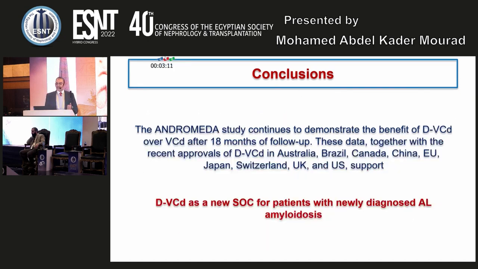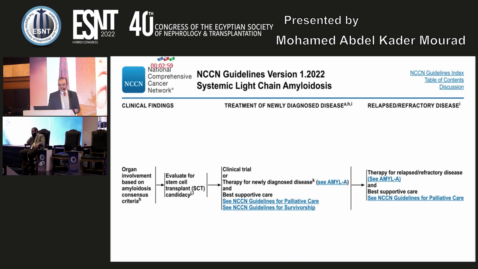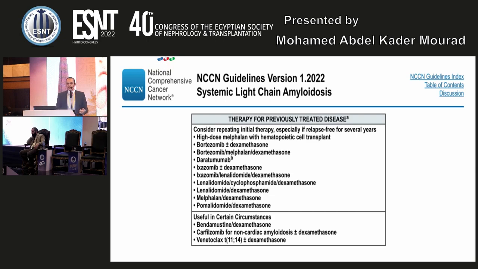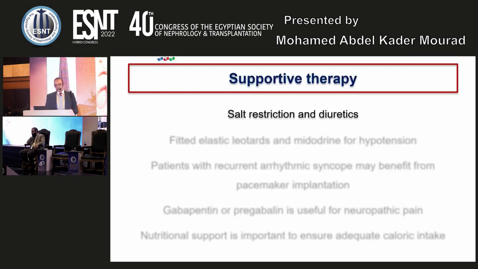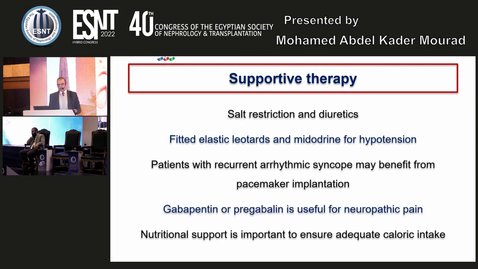So DARA VCD is a new standard of care for patients with newly diagnosed AL amyloidosis. What about the last update of AL amyloidosis in the NCCN guidelines, 1/2022? It said the first thing is whether your patient is stem cell transplant eligible or not. Either eligible or not eligible, the first choice is DARA in combination with VCD. What about the relapsed refractory? We can use all the drugs that I mentioned before. The third pillar is supportive care: salt restriction, elastic stockings, midodrine. We can use a pacemaker, pregabalin, and nutritional support.